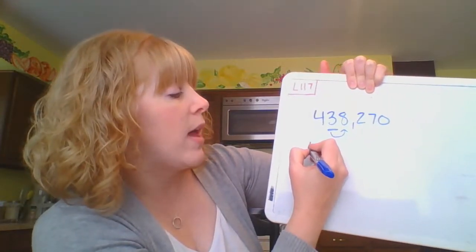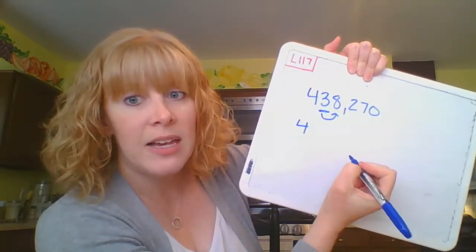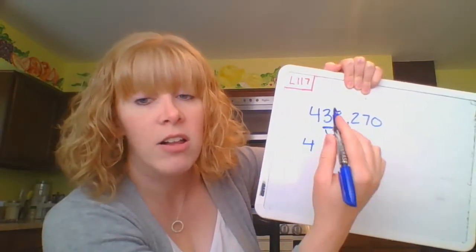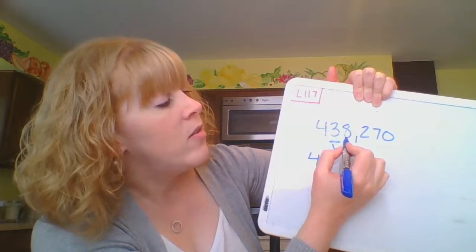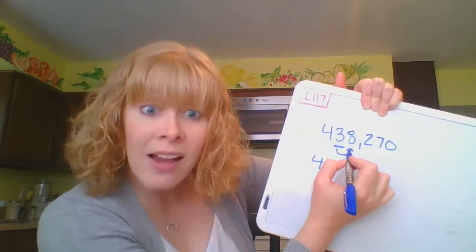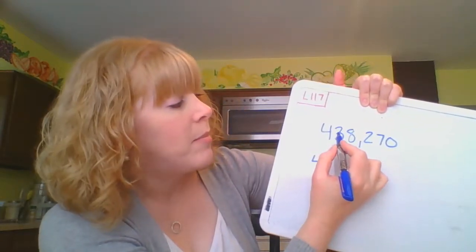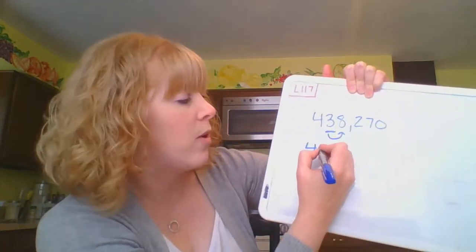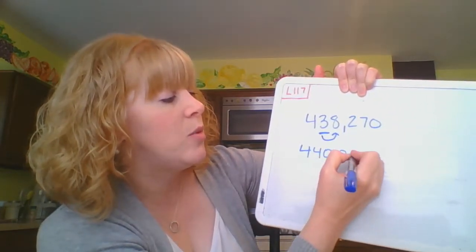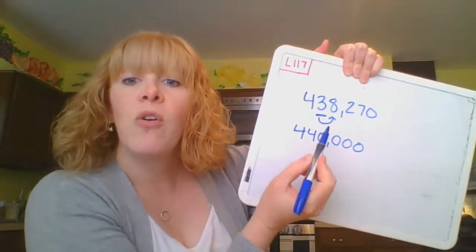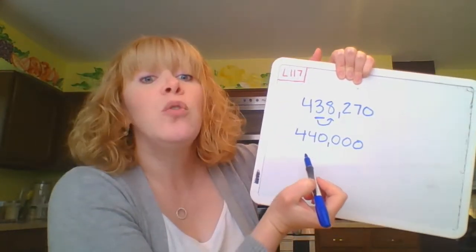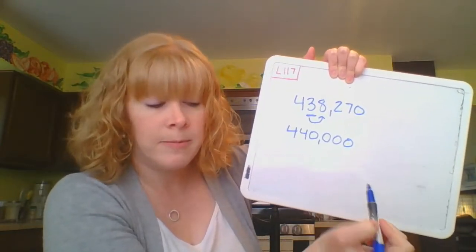So I know right away I'm going to have a 4 because I'm rounding to the 10,000s. So my 100,000s isn't going to change at all, no matter what. Now, I'm looking at that 8, which is higher than 5, so I'm going to go up. My 3 is going to go up to a 4. And then every number afterwards is going to become a 0. So 438,270 is going to be rounded to 440,000.